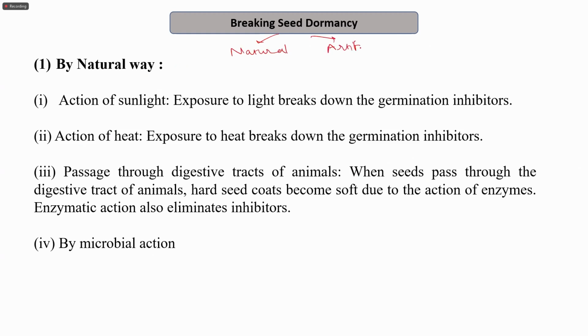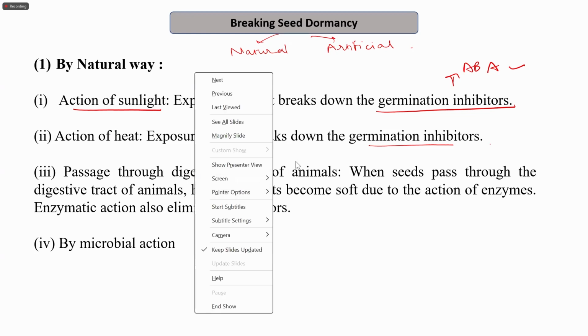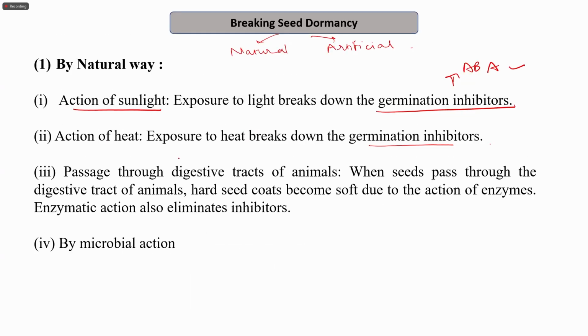There are certain natural ways by which seed dormancy is broken. First is the action of sunlight. It breaks down the germination inhibitors like ABA, allowing the growth. The second is the action of heat. Again, the exposure to heat breaks down the germination inhibitors. Third is passage through the digestive tract. There are certain seeds which, when digested by animals, then undergo germination.